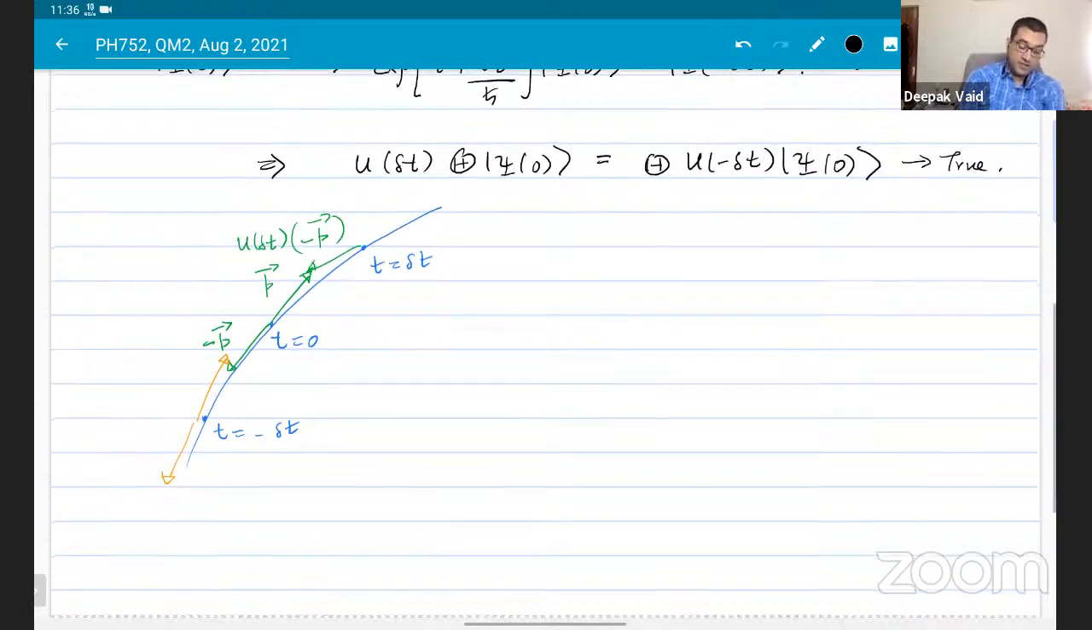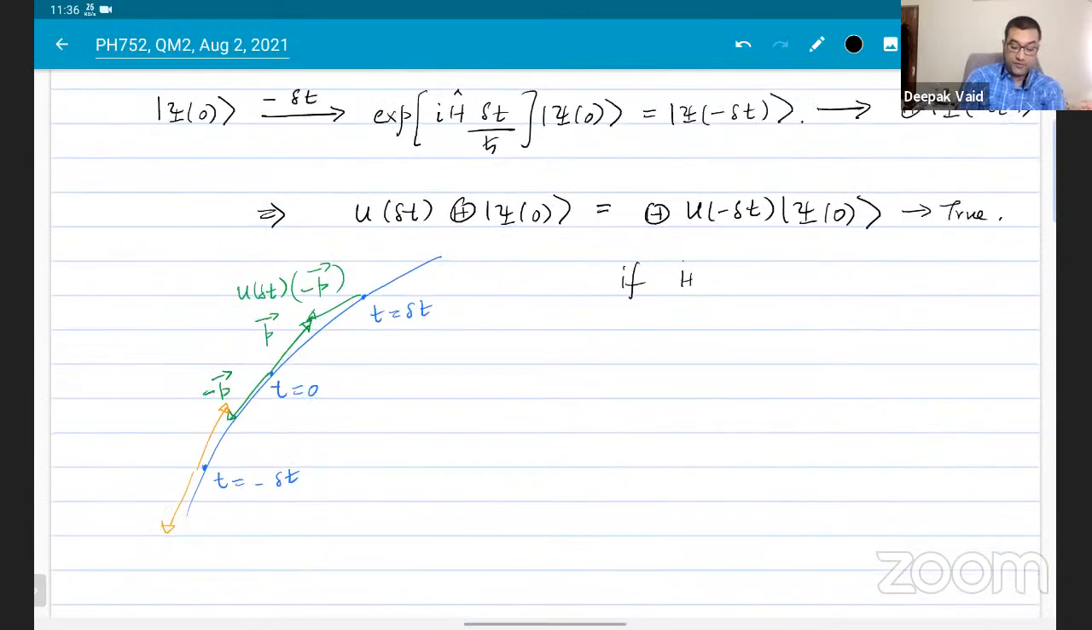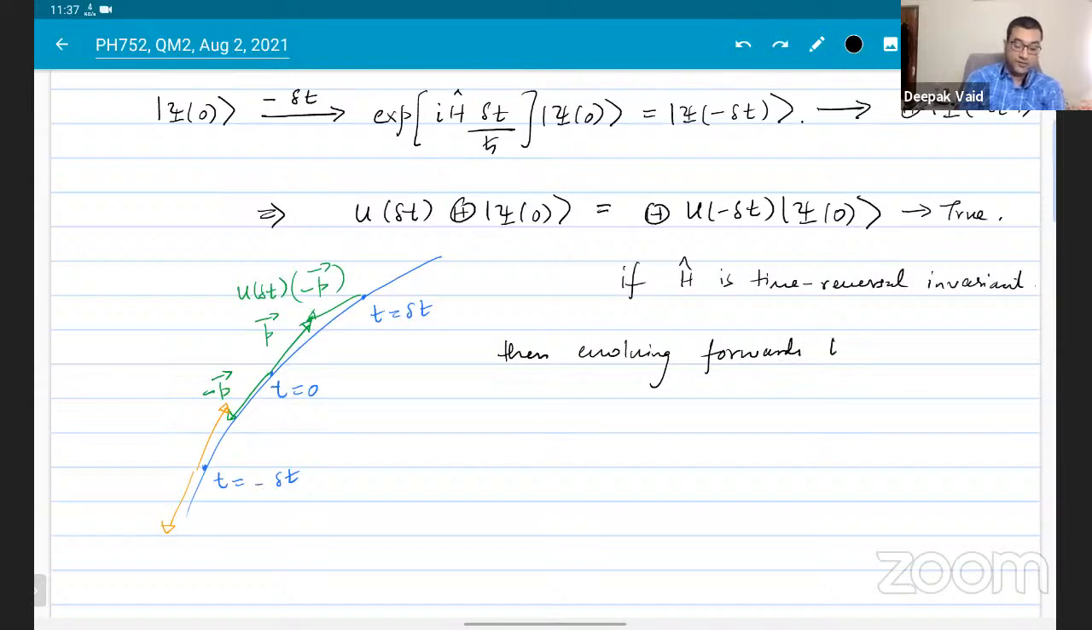This should be true if your Hamiltonian is time reversal invariant. And why is that? Because if your Hamiltonian is time reversal invariant, then evolving forwards using U of delta t should give you the same result as evolving backwards.